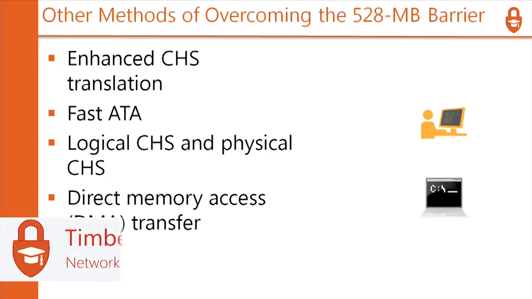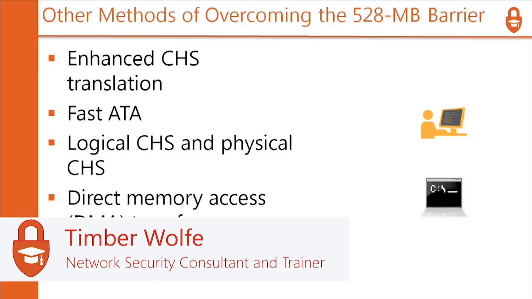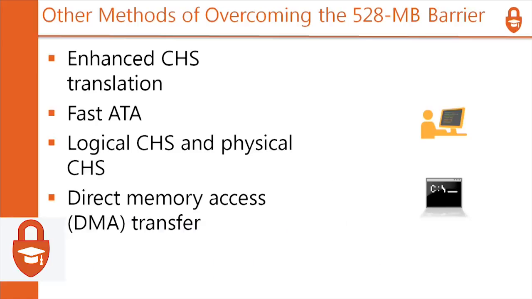So other methods of overcoming the 528 meg barrier. Obviously there's a 528 meg barrier, and you may see that as a test question for hard drives and optical disks. Other methods of overcoming it are enhanced CHS translation, fast ATA, logical CHS and physical CHS, and direct memory access transfers, which is really what they use today.